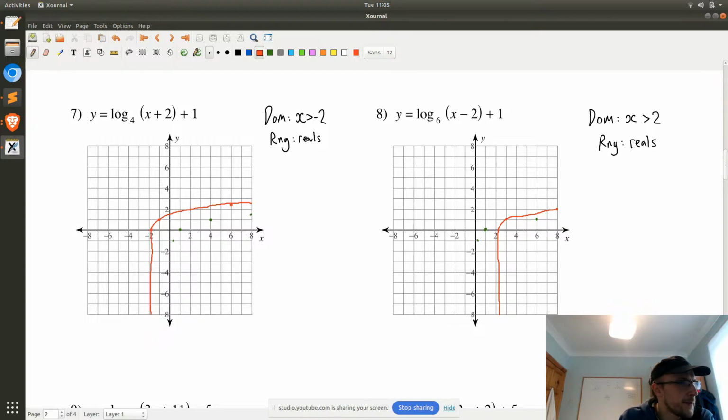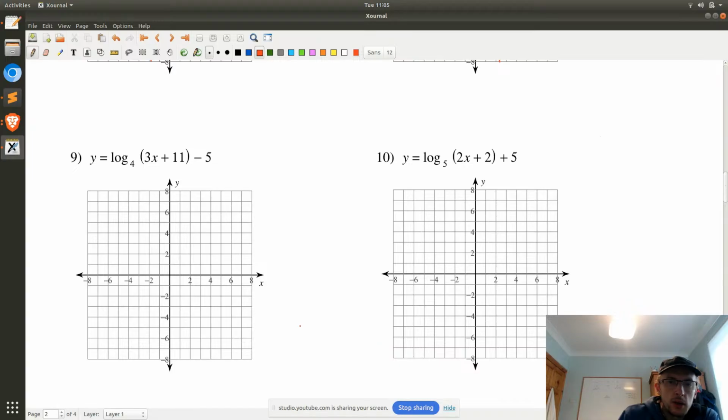Check these two now. All good. Right, something a tiny bit more complicated, yeah? Okay. Now, you can't feed negative numbers into there. So 3x plus 11 has to be greater than 0, so 3x has to be greater than negative 11. And x has to be greater than negative 11 over 3.